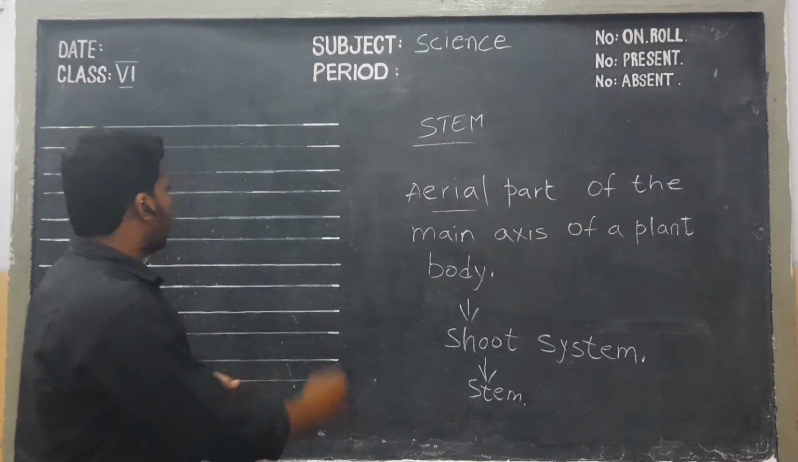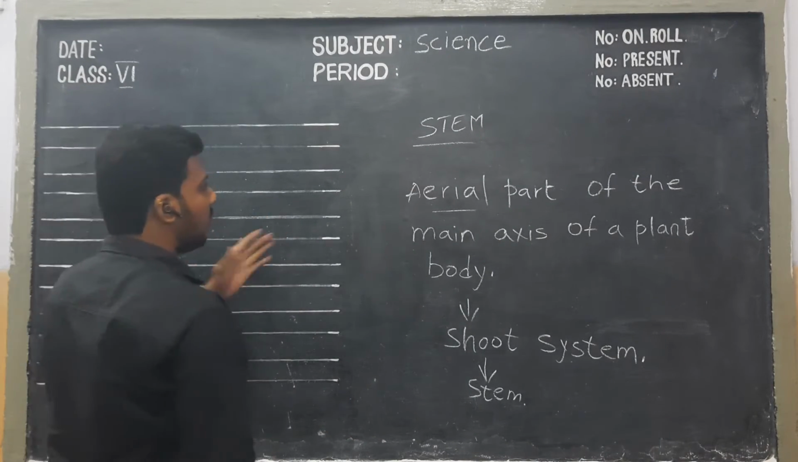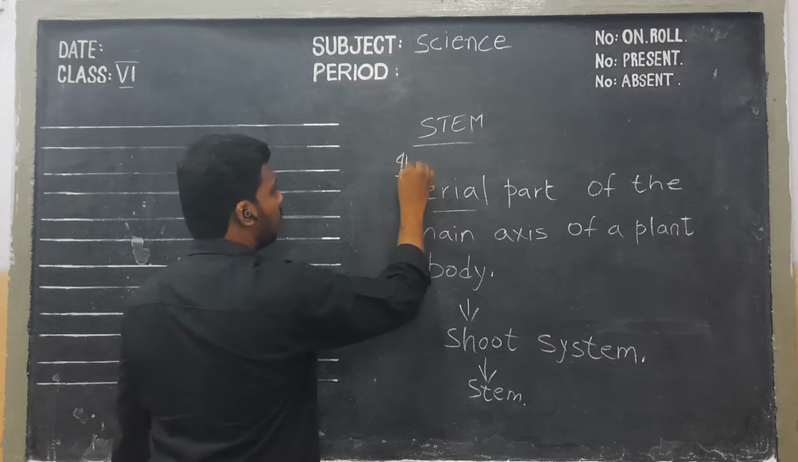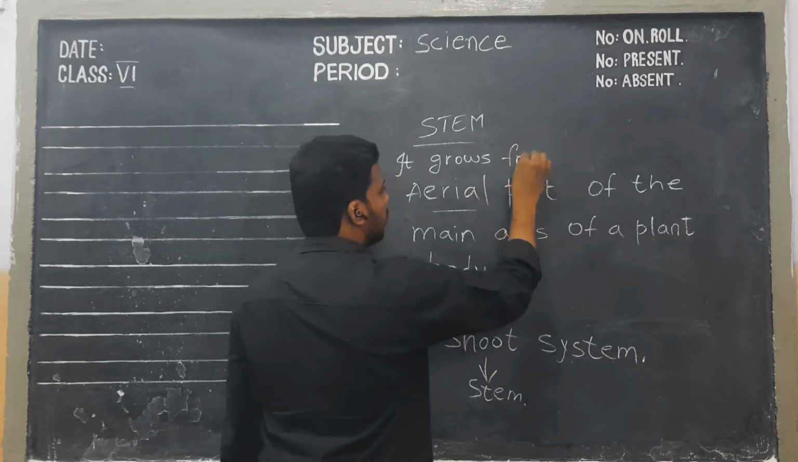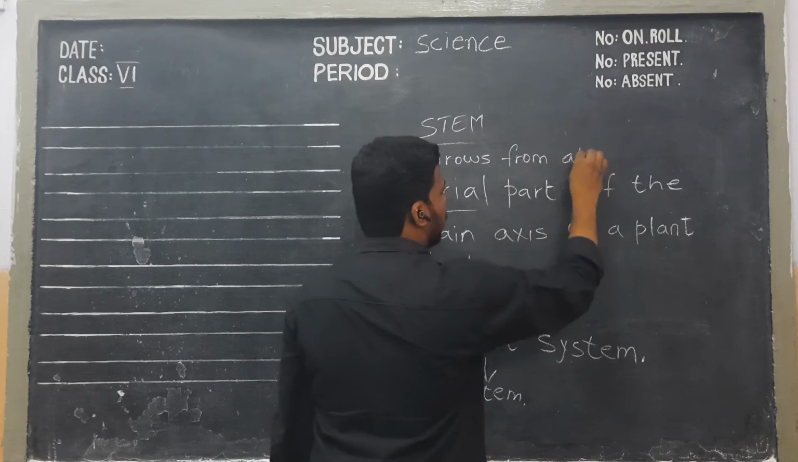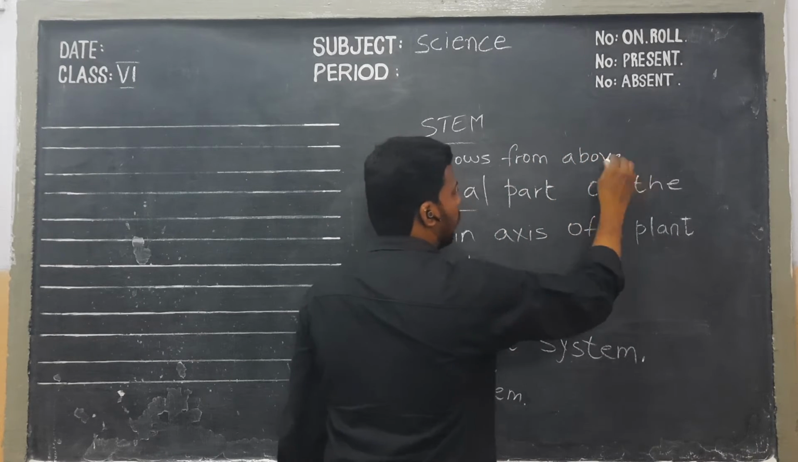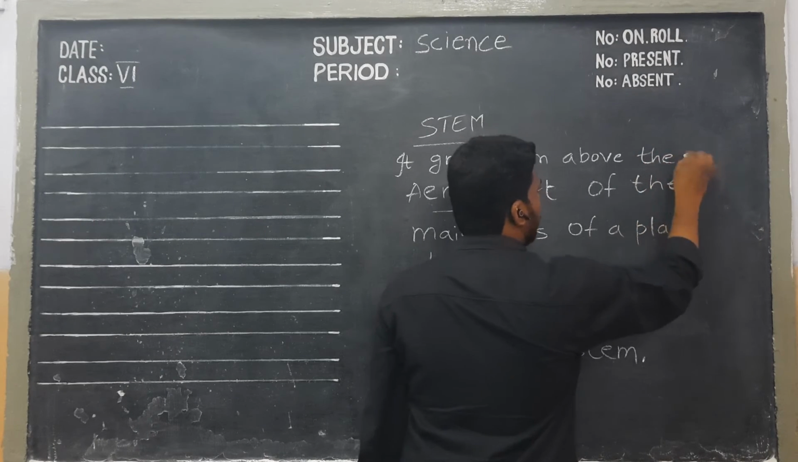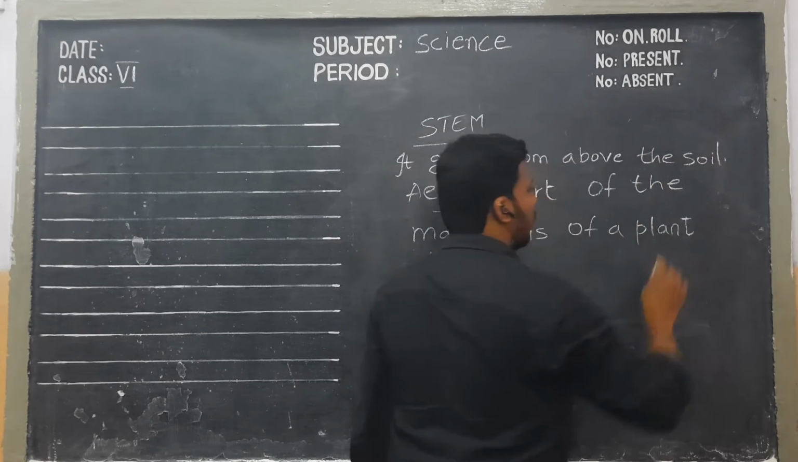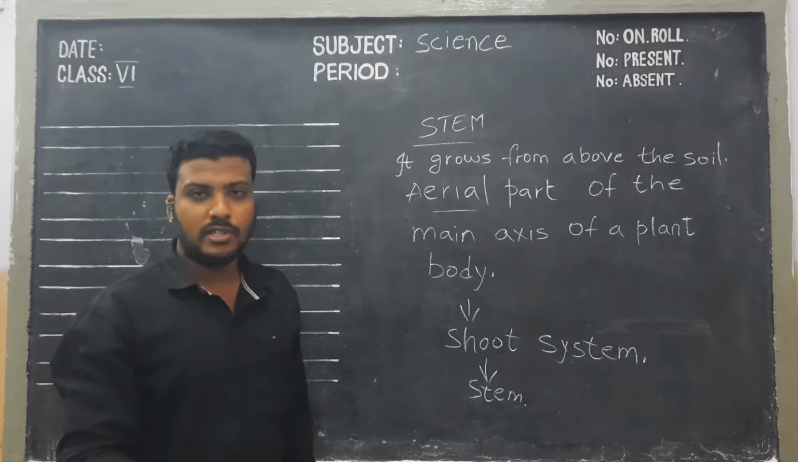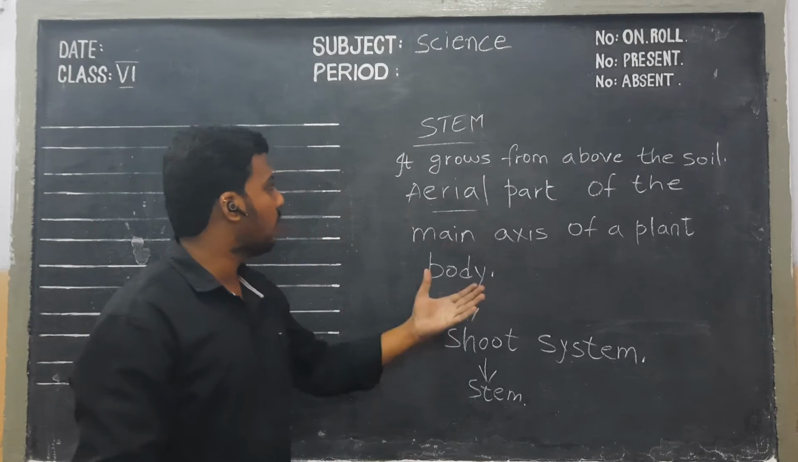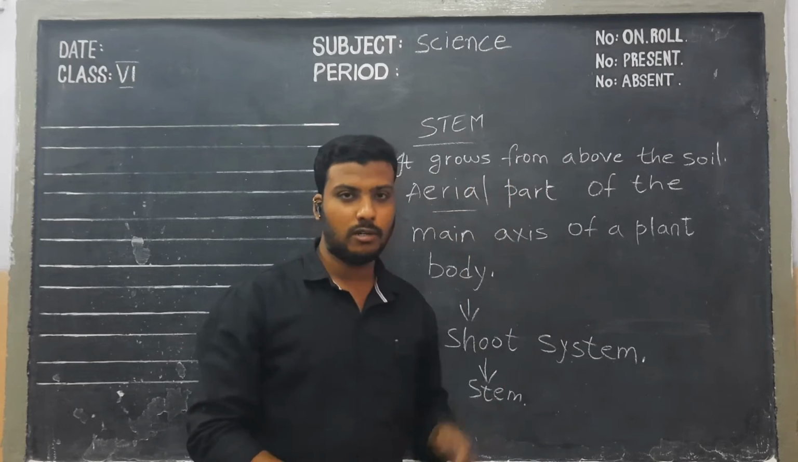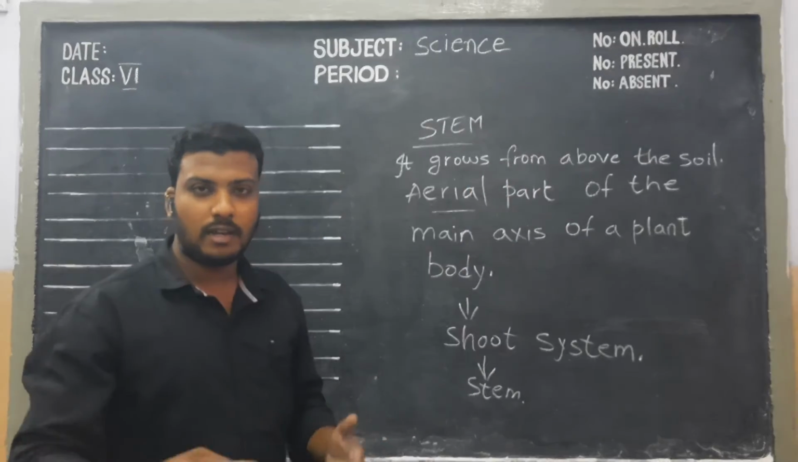So it grows, I am writing here, children, from above the soil. It grows above the soil. If I ask where the root grows, we'll say simply it is beneath the ground, or underground. But this one grows from above the soil, and it grows towards sunlight.